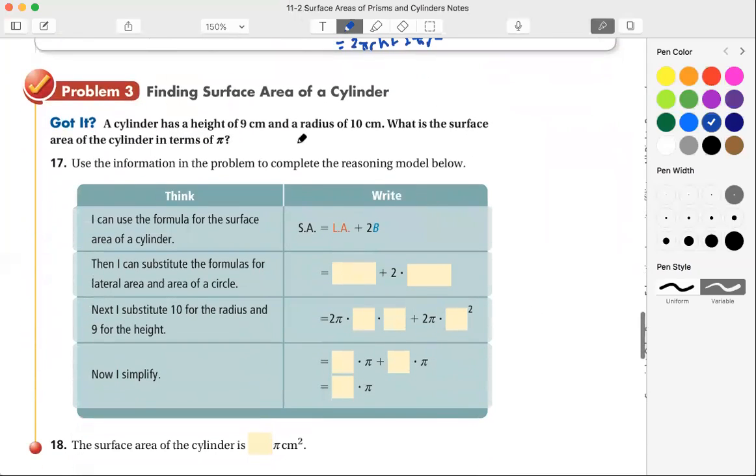Using this information to solve this problem: a cylinder has a height of 9 centimeters and a radius of 10 centimeters. What is the surface area of the cylinder in terms of pi? Step 1, write the formula. Surface area is lateral area plus 2 times the base, so 2 pi r h plus 2 times pi r squared. Plug in the information given: r is 10, h is 9. Then multiply the numbers that we can: 180 times pi plus 200 times pi. Add those numbers and you get 380 pi. So the surface area of the cylinder is 380 pi centimeters squared.